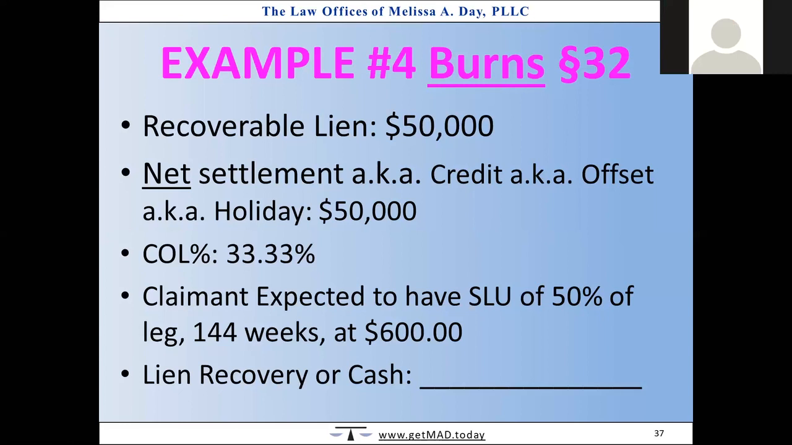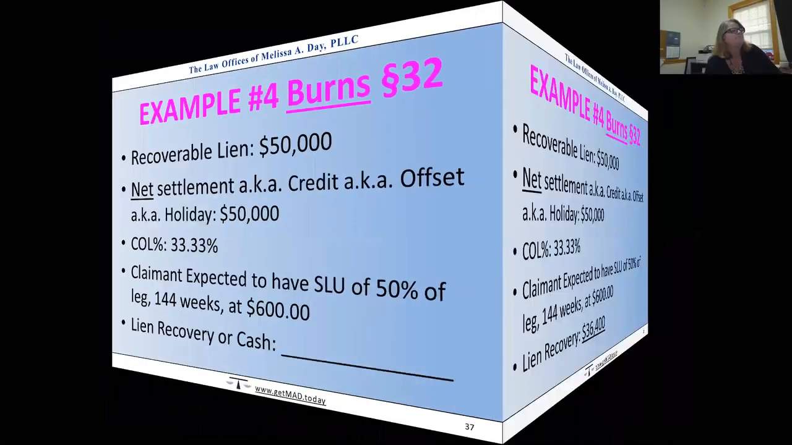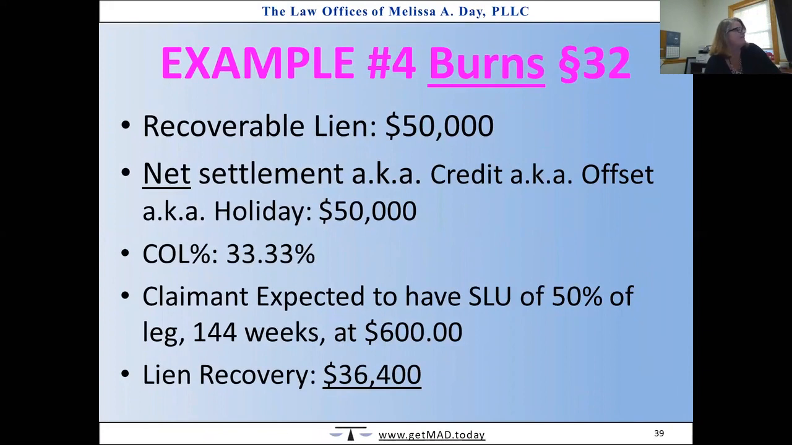I hope I did this right, but I think we should have a recovery of $13,600. That's right, Mark. That's excellent. Can you explain how you got to the $13,600? Well, the loss of use was $86,400, and we had $50,000 recoverable lien and a $50,000 credit. So that's $100,000 minus the $86,400 comes to $13,600. I don't know if that's correct on that. Right. It's $13,600, the difference between what you would be entitled to as far as your recoverable lien and the credit.